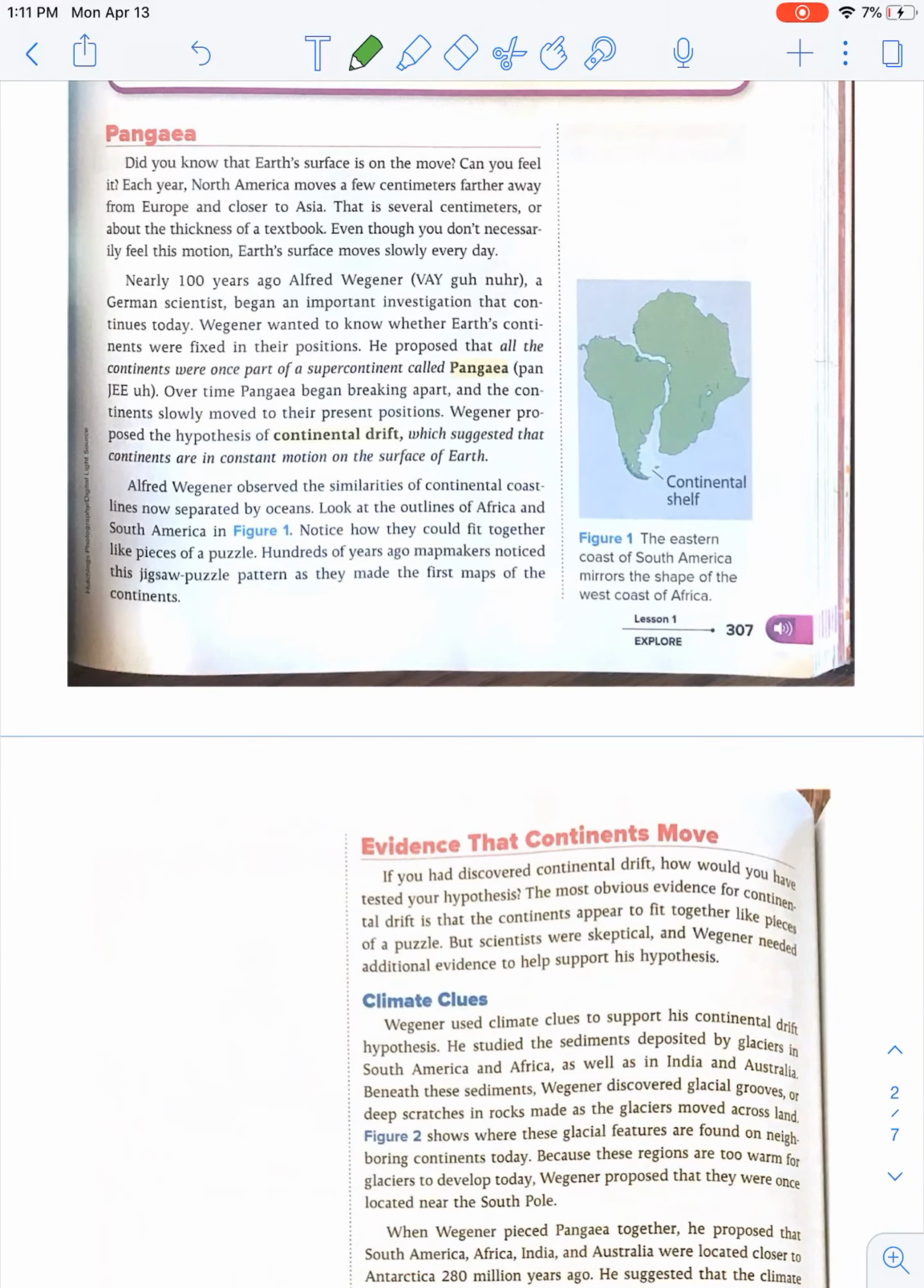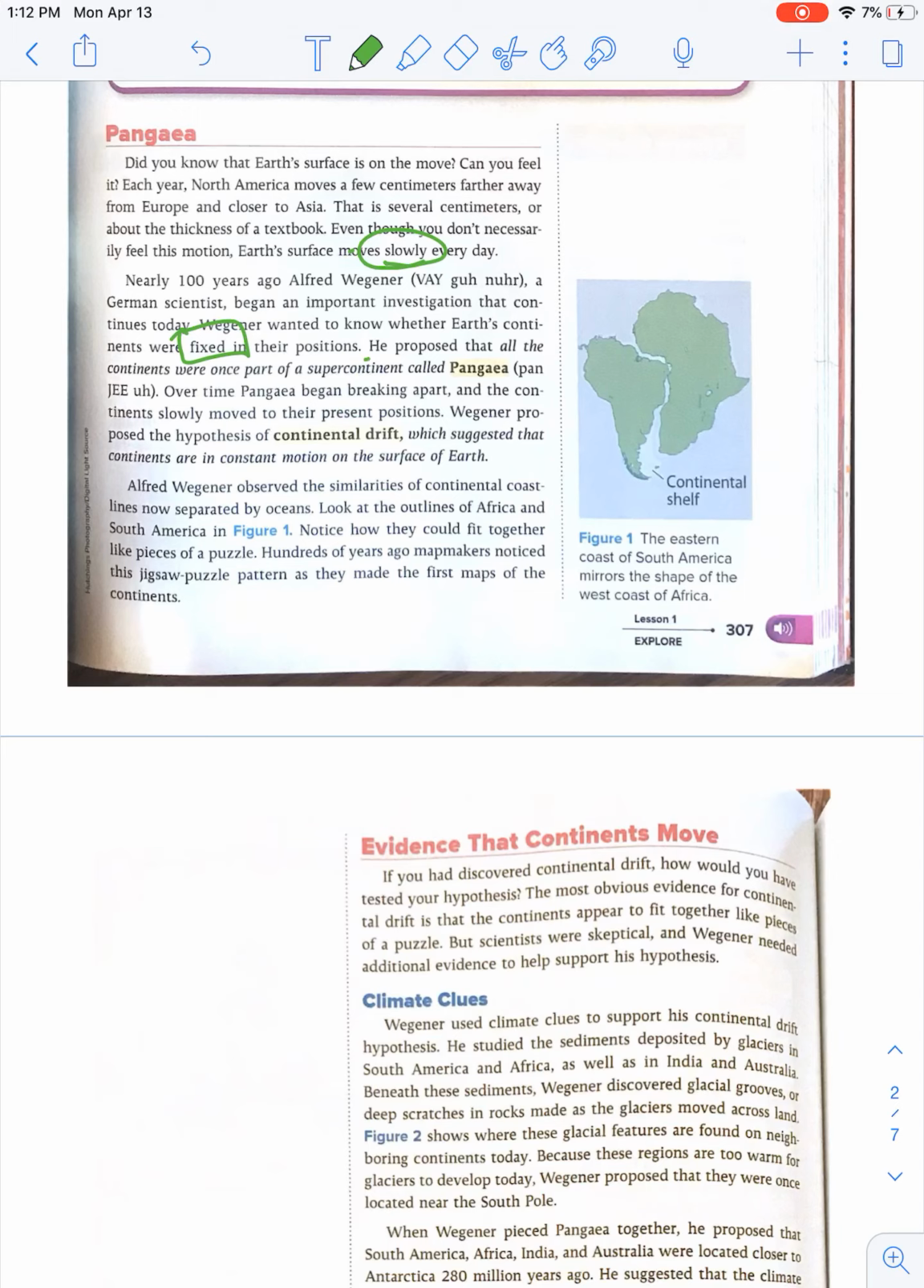Let's read about Pangea. Did you know that Earth's surface is on the move? Can you feel it? Each year, North America moves a few centimeters farther away from Europe and closer to Asia. That is several centimeters, or about the thickness of a textbook. Even though you don't necessarily feel this motion, Earth's surface moves slowly every day. Nearly 100 years ago, Alfred Wegener, a German scientist, began an important investigation that continues today. Wegener wanted to know whether Earth's continents were fixed in their positions. He proposed that all the continents were once part of a supercontinent called Pangea.